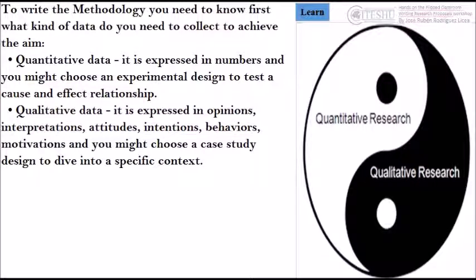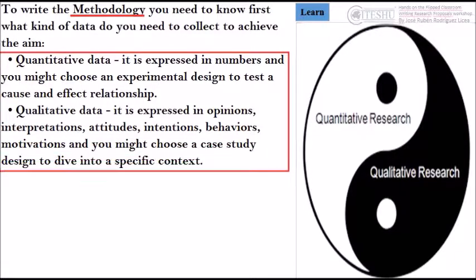To write the methodology, you need to know first what kind of data you need to collect to achieve the aim. Quantitative data is expressed in numbers and you might choose an experimental design to test a cause and effect relationship. Qualitative data is expressed in opinions, interpretations, attitudes, intentions, behaviors, motivations, and you might choose a case study design to dive into a specific context.